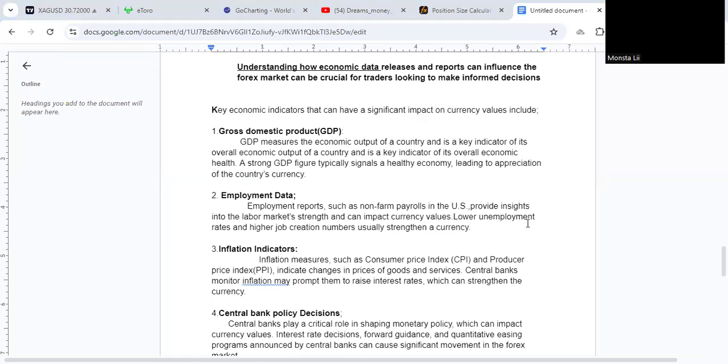Number three, we have inflation indicators. Inflation measures such as the consumer price index, CPI, and the producer price index, PPI, indicate changes in prices of goods and services. Central banks monitoring inflation may be prompted to raise interest rates, which can strengthen the currency, right? What's inflation? Inflation is a rise in the prices of goods and services.